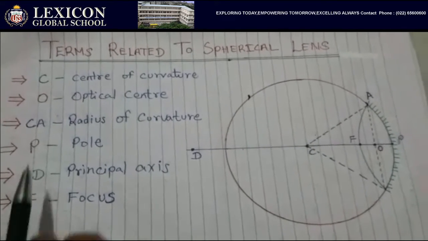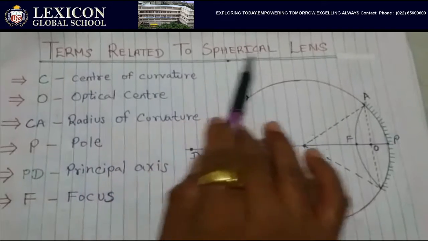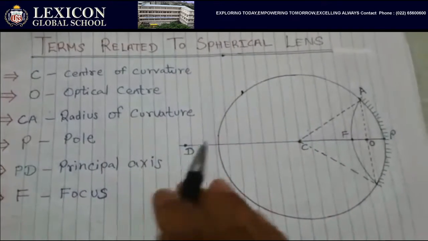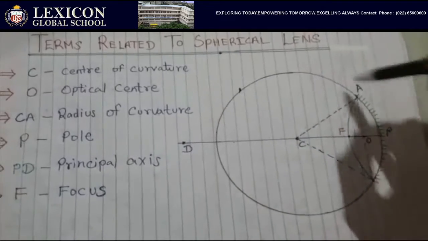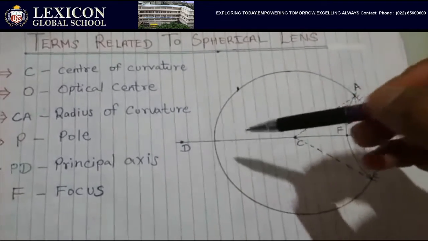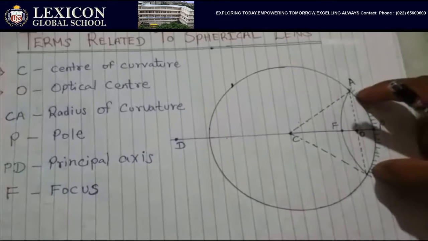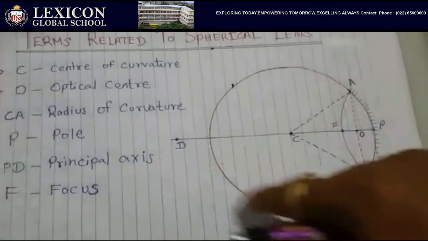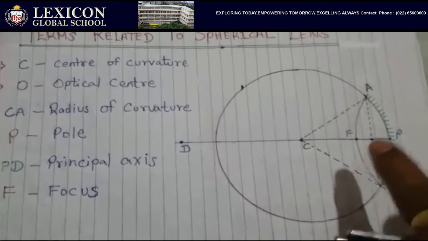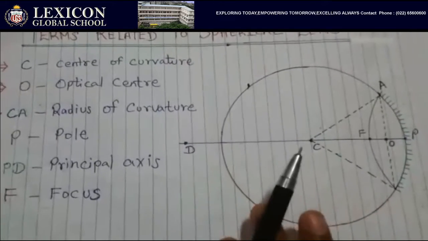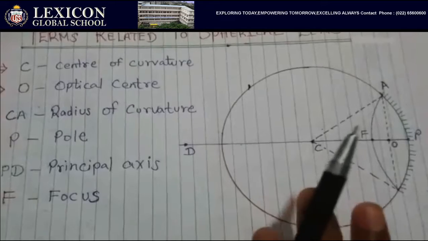Now we are going to see the terms related to spherical lenses. What are the terms related to spherical lenses? You can see this is a complete sphere, and you all know every lens or mirror is a part of a complete sphere. Therefore we say spherical mirror or spherical lens. Here we are going to learn only spherical lenses.